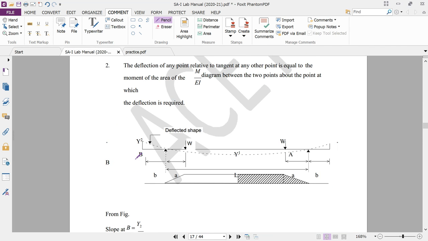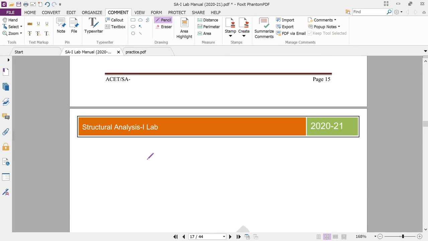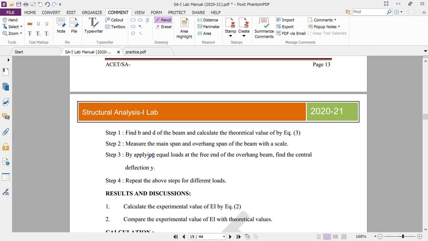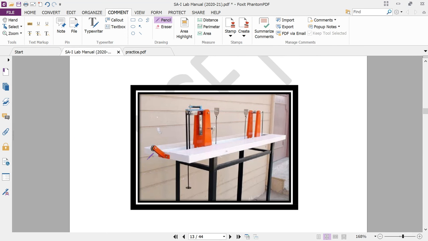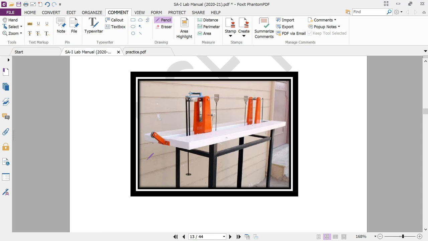This experiment is very simple. Once again I will show you how to perform this practical. So this is a two hanger setup. Here a scale acts as a continuous beam. You have to place the hanger at an equal distance from the left hand side as well as from the right hand side. Suppose this distance from A is 5 centimeters, then from point B it should also be measured as 5 centimeters.